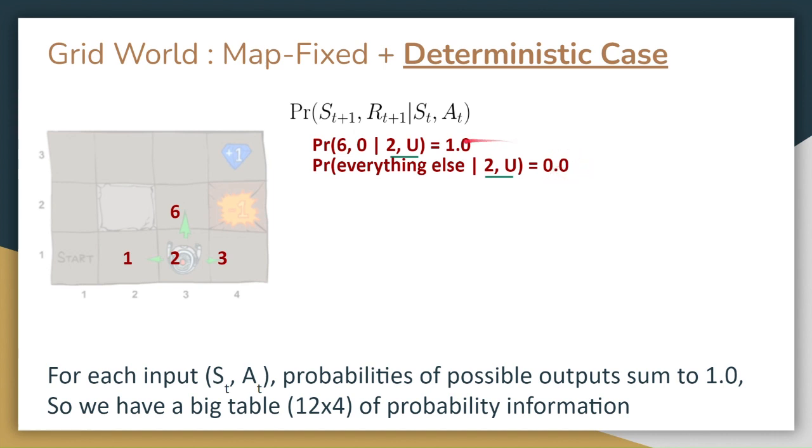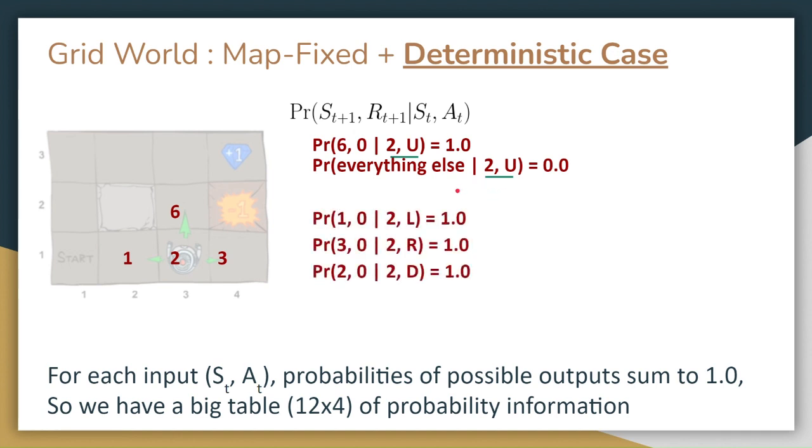Because we know that the probabilities given the same condition have to sum to 1, and this possibility, state 6 with 0 reward, already has probability 1, it means 100%. So all the other possibilities have 0 probability. It should be clear. Let's look at the other example.